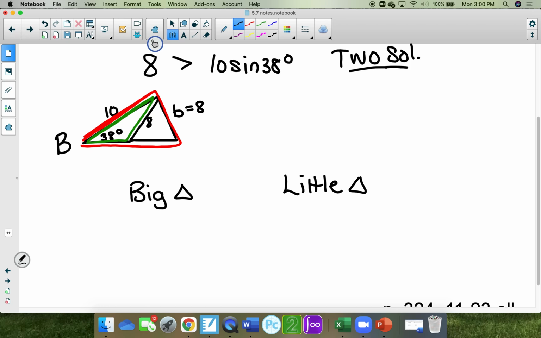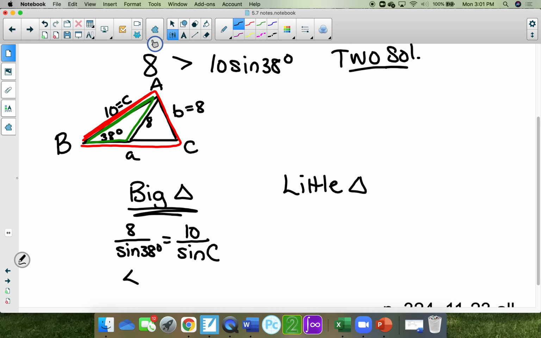So I'm going to find the big one first. And the first thing I'm going to do is 8 is to the sine of 38, as 10 is to the sine, what's the other letter that they give us up there? This is side C, so this is angle C. So this must be side A and little a. So this is going to be sine C. So by cross multiplying, just to go a little faster, I'm going to find angle C is 50.3 degrees. And if it's already 38 and 50.3, I can find the other angle A, which is 91.7.